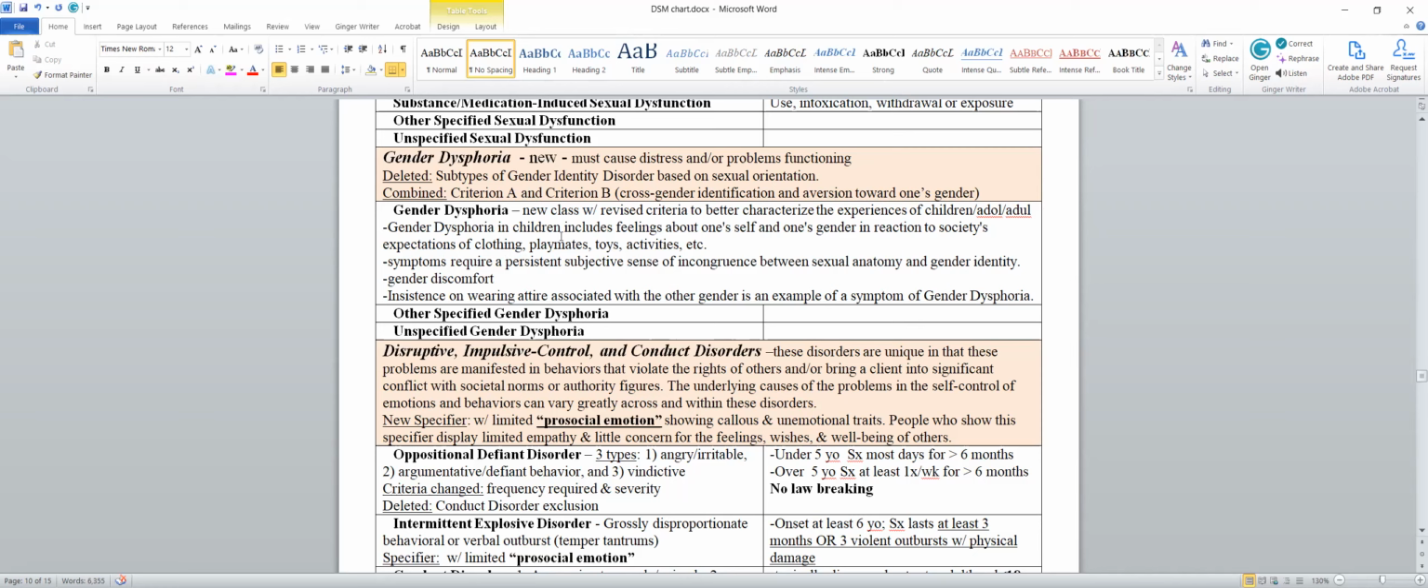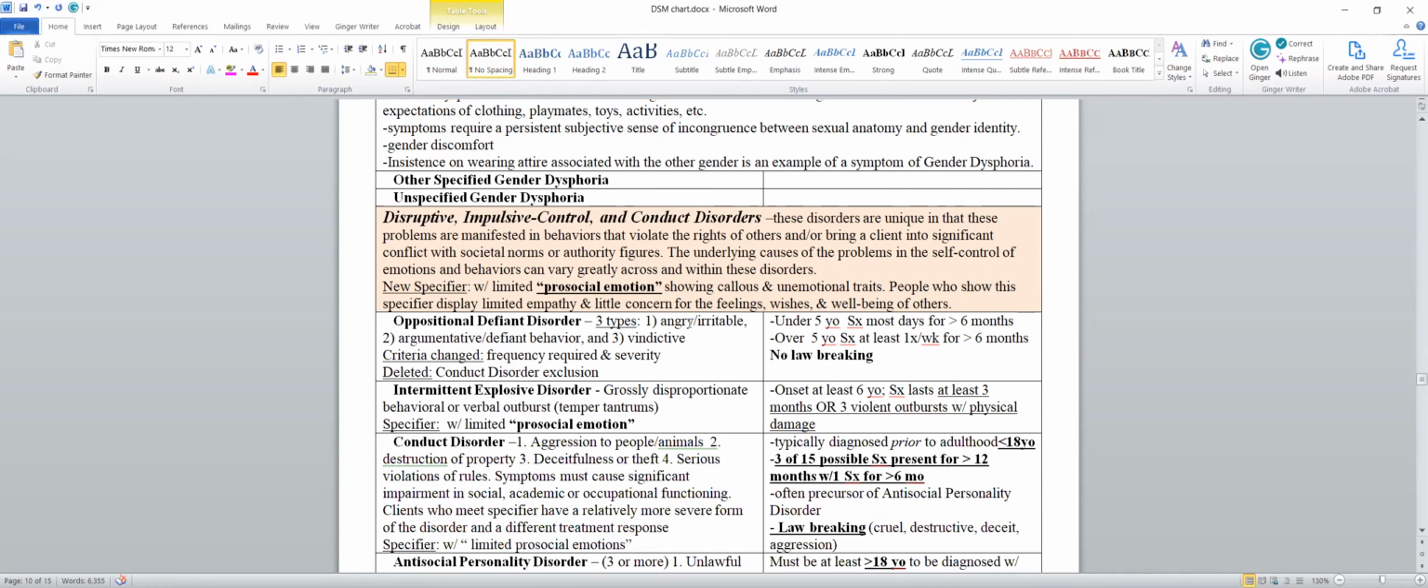Gender dysphoria in children includes feelings about oneself and one's gender in reaction to society's expectations of clothing, playmates, toys, activities, etc. Symptoms require a persistent subjective sense of incongruence between sexual anatomy and gender identity. Gender discomfort, insistence on wearing attire associated with the other gender is an example of a symptom of gender dysphoria. Other specified gender dysphoria and unspecified gender dysphoria.